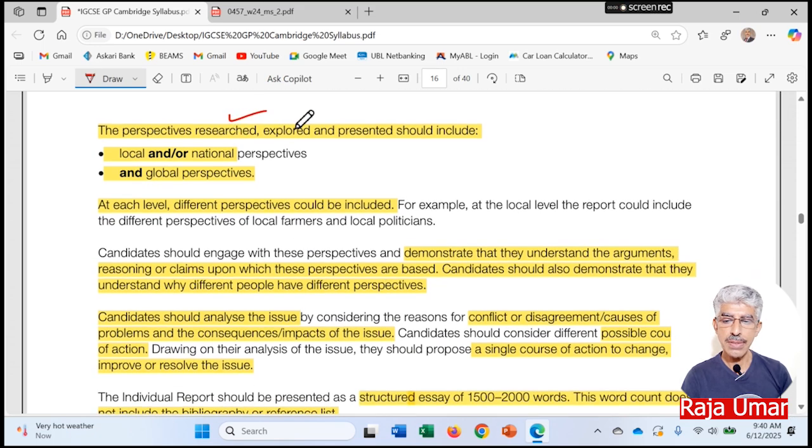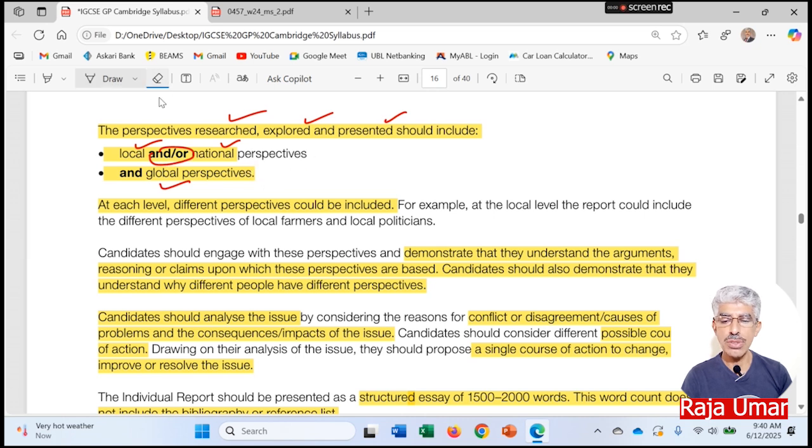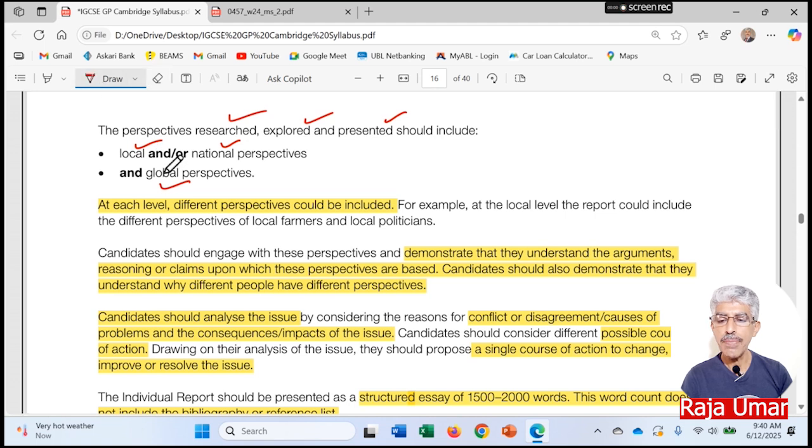The perspectives researched, explored, and presented should include local and or national and global. So it means that here we have the choice between the local and the national. If you put local and national both, still okay. But if you put whether local or national, still okay. But what we prefer, and global, that is must. This one is must. You are supposed to put in this one surely.